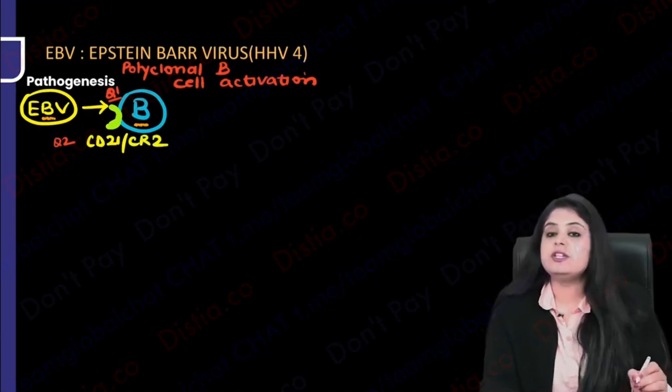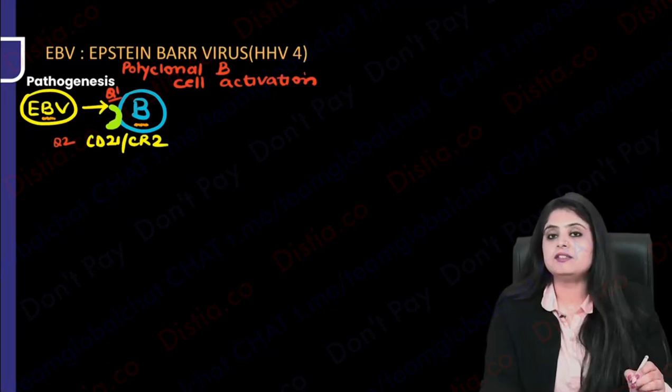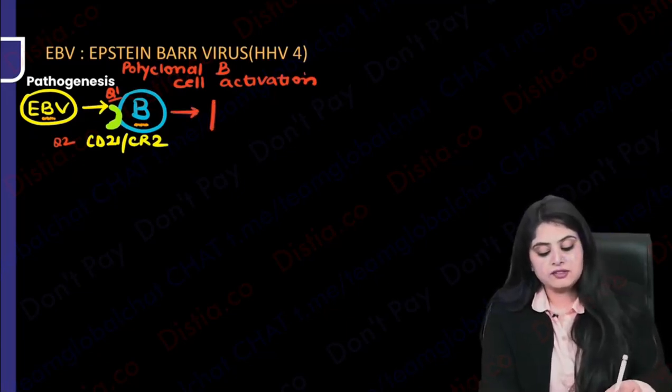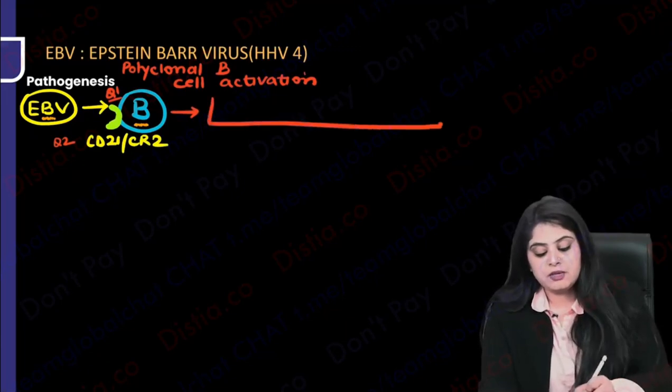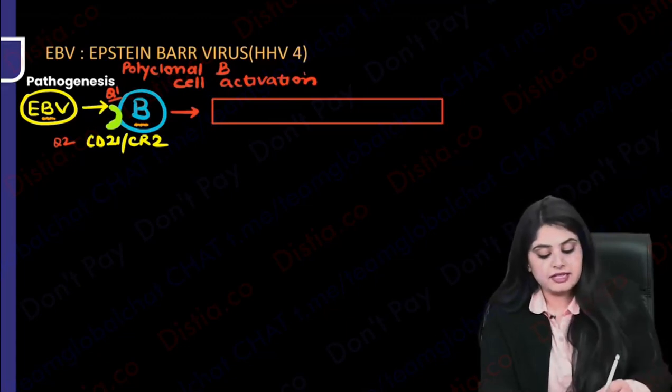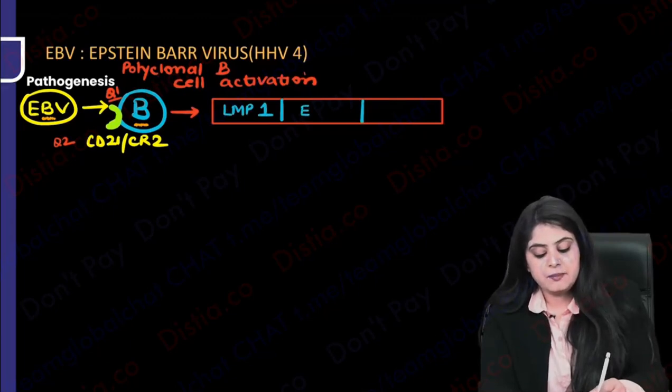CD21, CR2. The entry of Epstein-Barr virus into B cells is via CD21, CR2. After entering, now they will ask you, can you please tell me what are the different kinds of molecules that EBV has? Yes, it has something known as LMP1, then it has EBNA2, and then it is going to have viral interleukin 10.